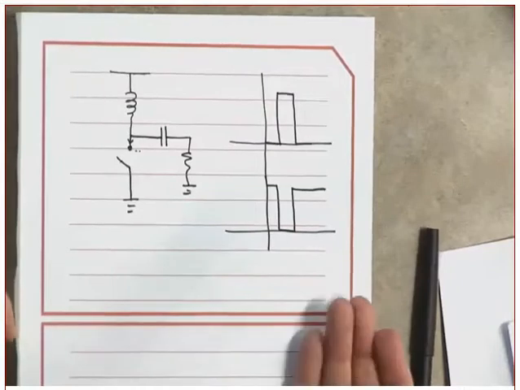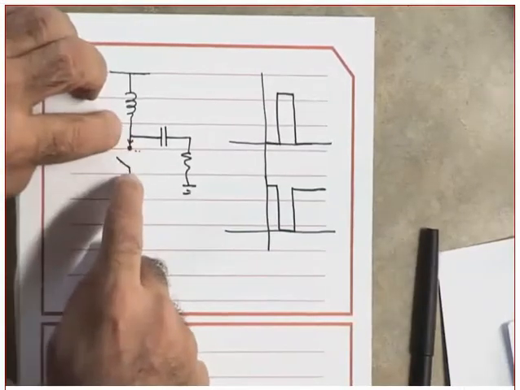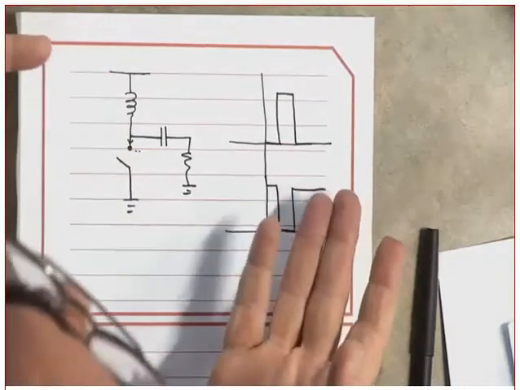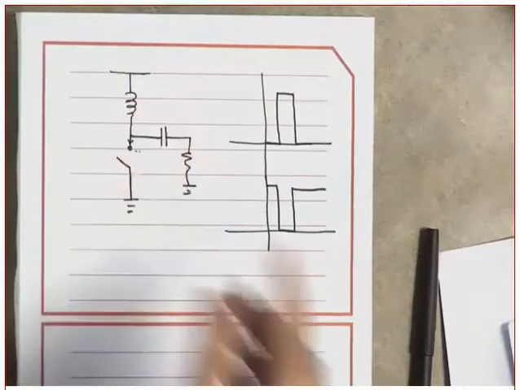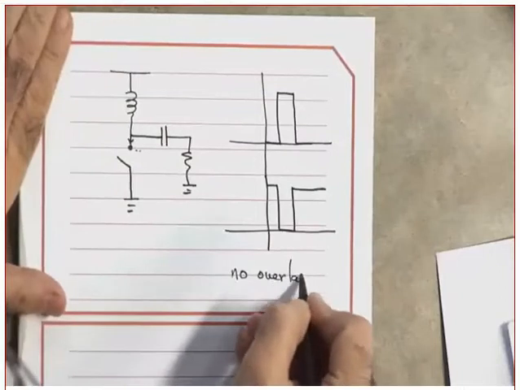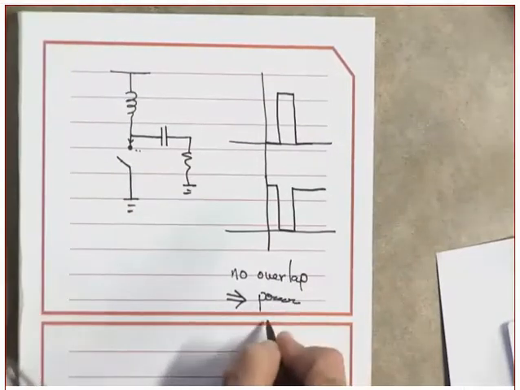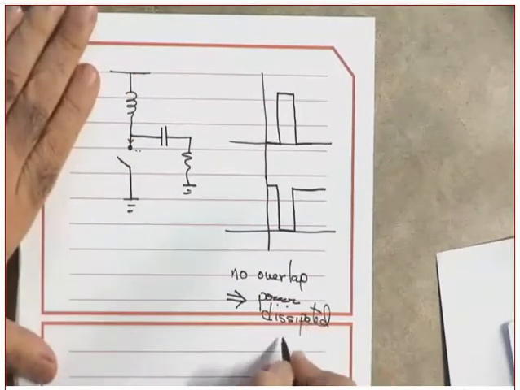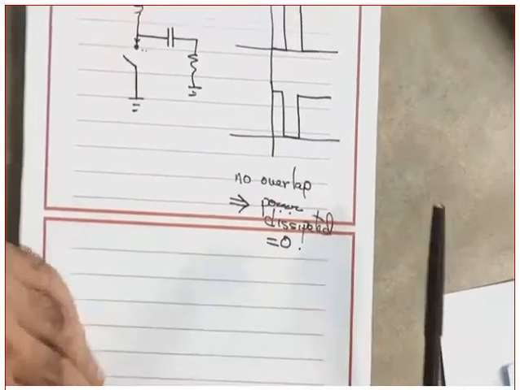Yes or no? So the current through the switch and the voltage across the switch are two square waves. Yes? But they do not overlap. Which means the power dissipated is equal to zero. Clear? Good.